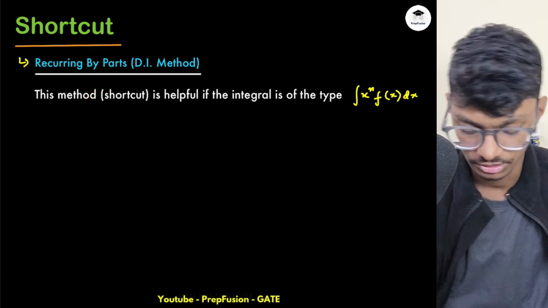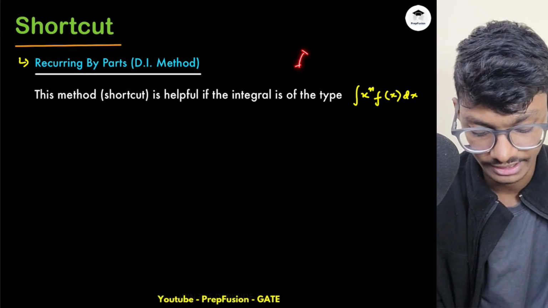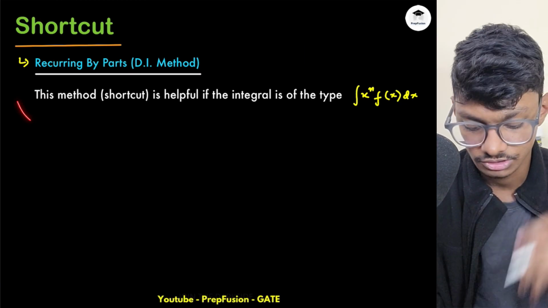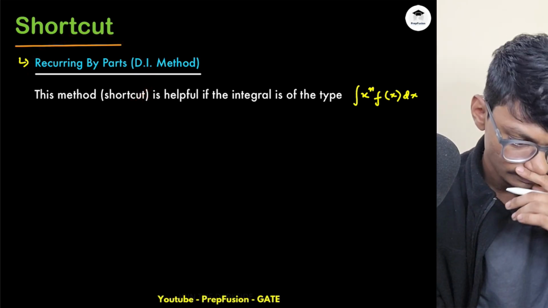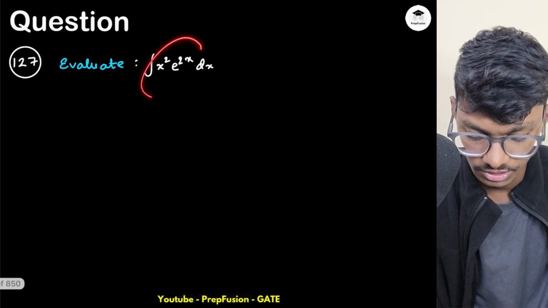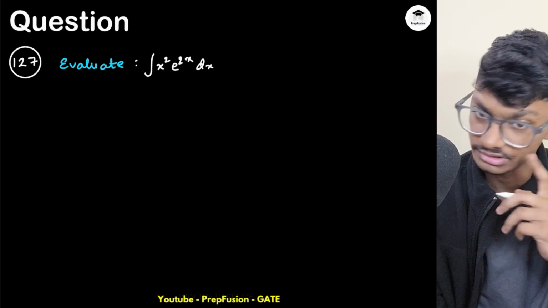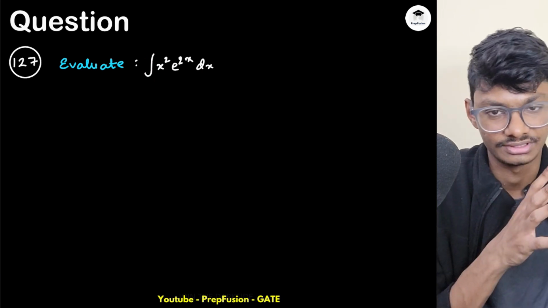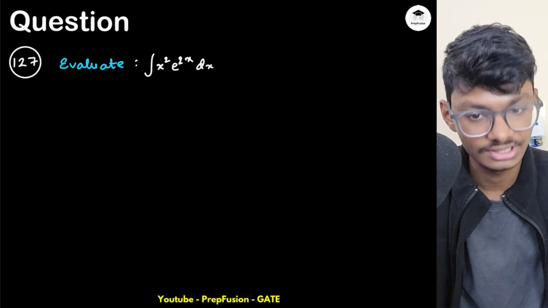Next is recurring by parts. Basically, whenever I have to choose this I, right, I equals to something, and then I find I in terms of all the other things, so then the DI method is best, or the DI method anyway is best if you want to use a shortcut. So what is the shortcut? If you have some form like this, x square e raised to power 2x dx. Now I know this is some form of integration by parts, but I don't want to write that many things, so I want to write as minimal as possible. So what you can do, you can use the DI method.